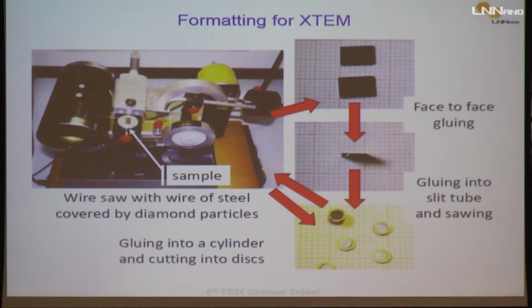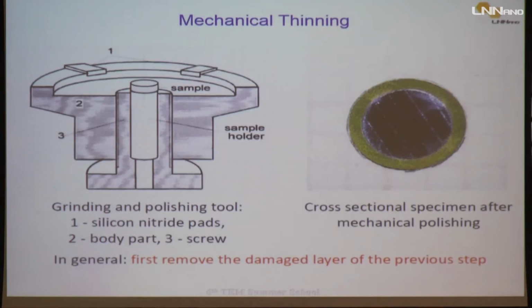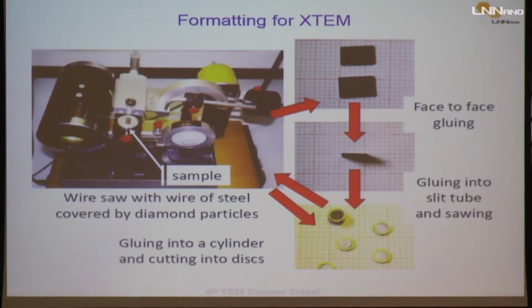You cut again these squares to be smaller than 3 millimeters to go inside the tube. Here's the tube. And then you cut this tube into small pieces of the tube in cross-section now. And then you have these small discs with your sample in cross-section in the middle. But it's very thick, very thick. It's about 100 micrometers at this time.